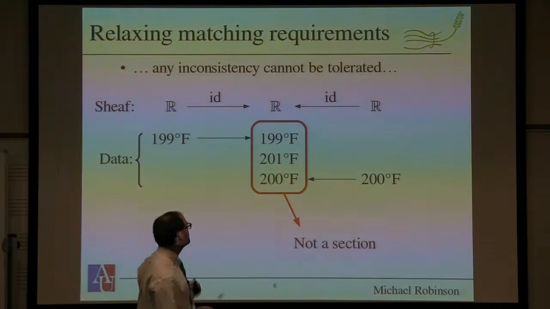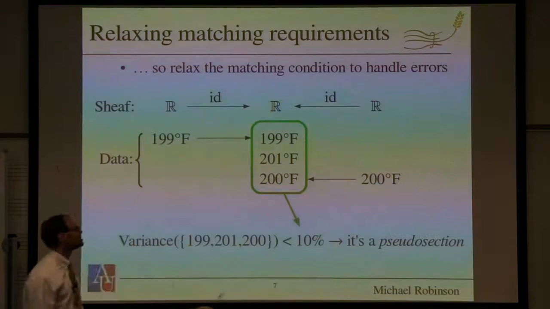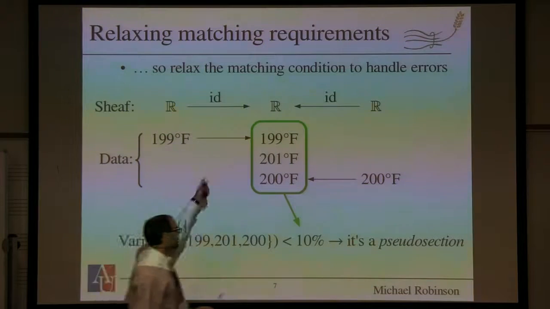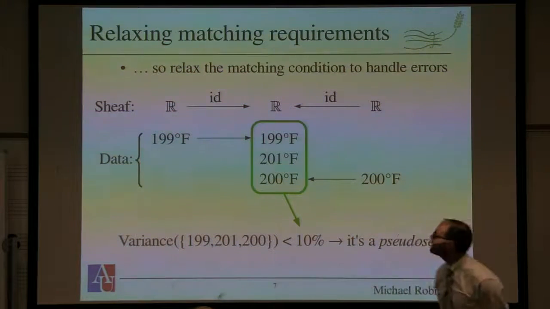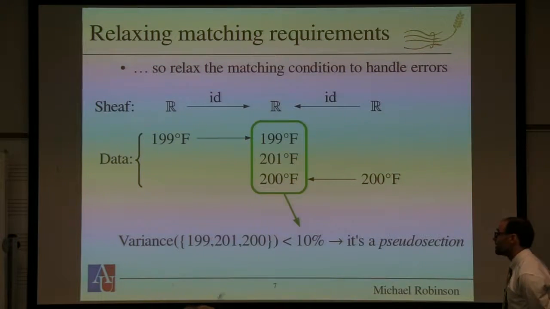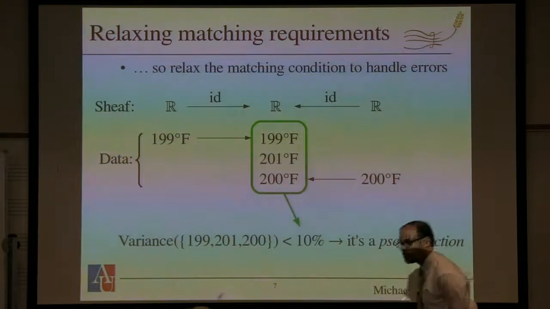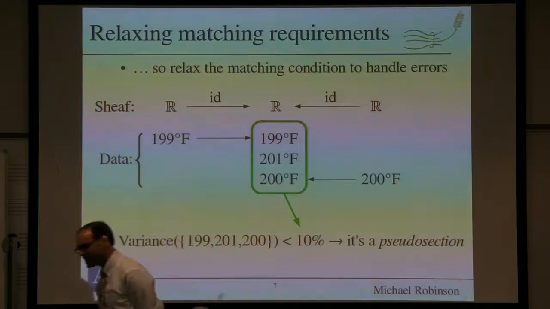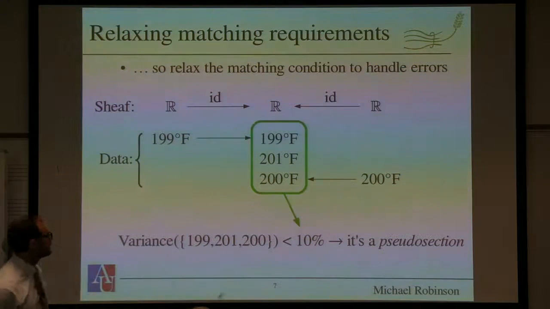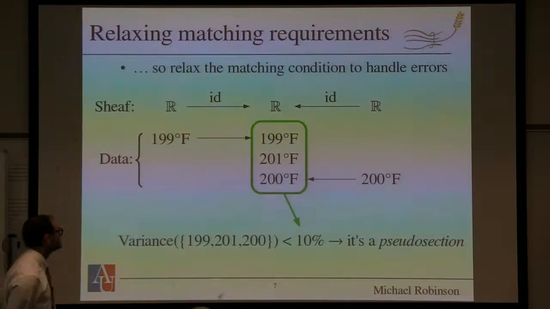Maybe instead what I'd like to do is check the variance of these pieces of data. So if I take the variance of these various pieces of information that are coming together at this particular spot, and that variance is small enough, maybe less than 10%, then I'll call it a pseudo-section. Not quite a section, but a pseudo-section. Saying that I'm going to accept that error tolerance, and I'll consider those measurements to be self-consistent.